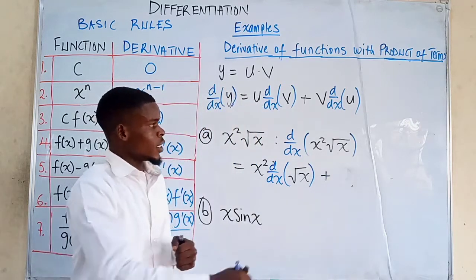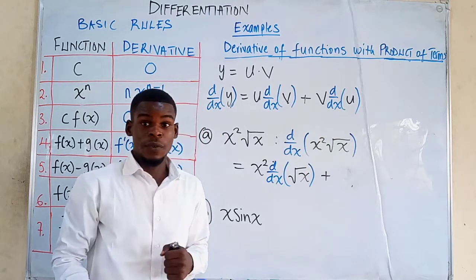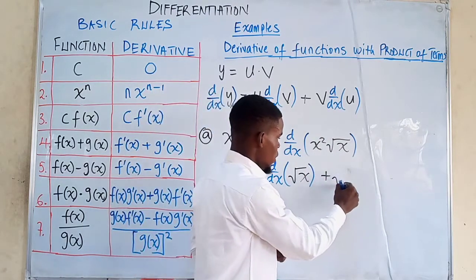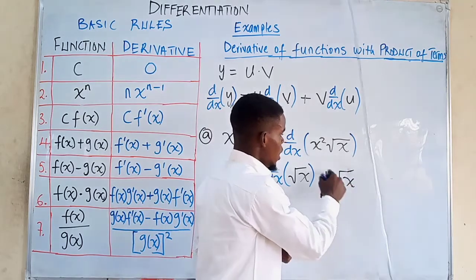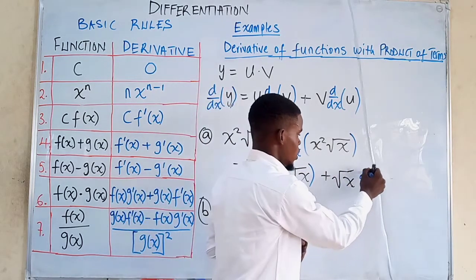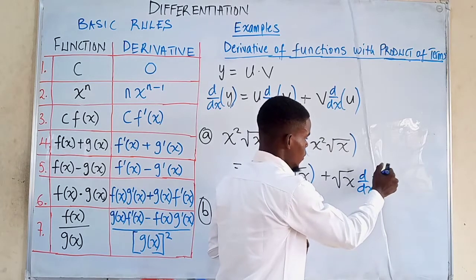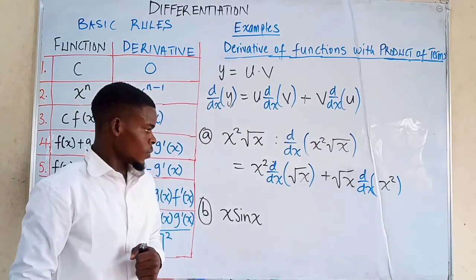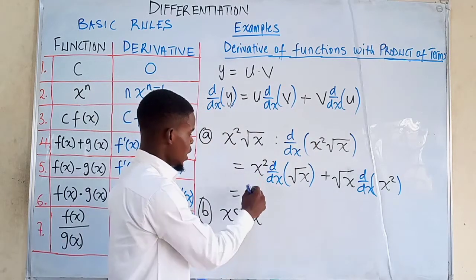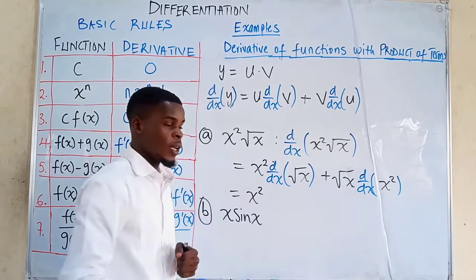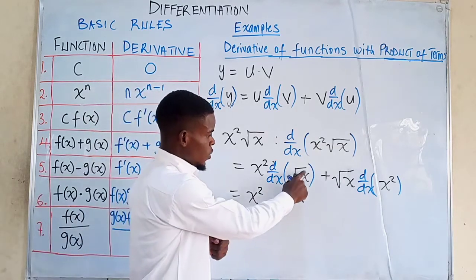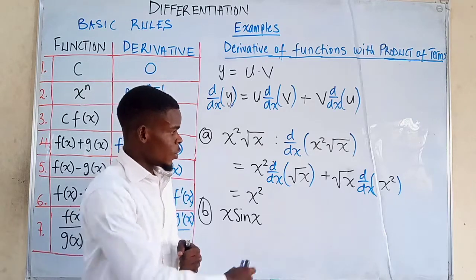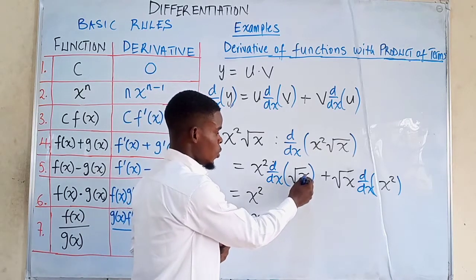the next thing is that we keep the second one and then differentiate the first one. So the second one here is square root of x, which we will just keep, without differentiating it, and then differentiate the first one, that is the derivative with respect to x of x squared. Okay, so let's see what we've got. We have the x squared here multiplied with the derivative of square root of x. When we differentiate square root of x, we can rewrite it as x raised to the power 1/2.